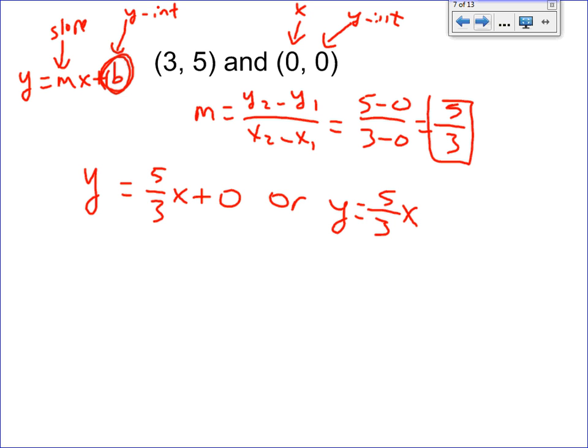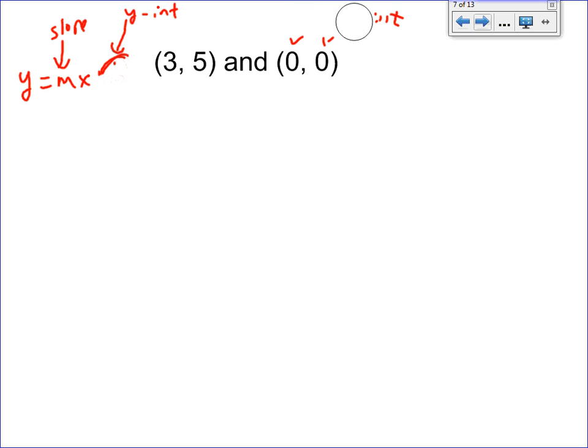The question, though, if we read the directions, which I did not, said write an equation for the line in point slope form, then rewrite the equation in slope-intercept form. So I skipped a step. I just went straight to slope-intercept form. Let's write it in the other form. Let's write it in point-slope form.